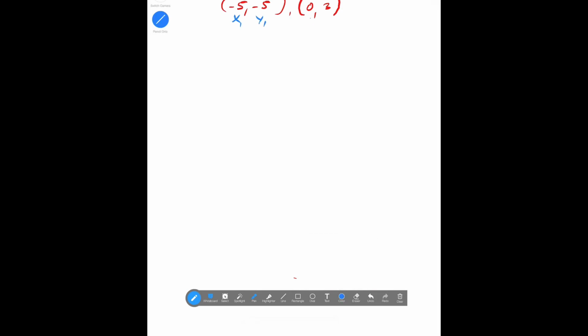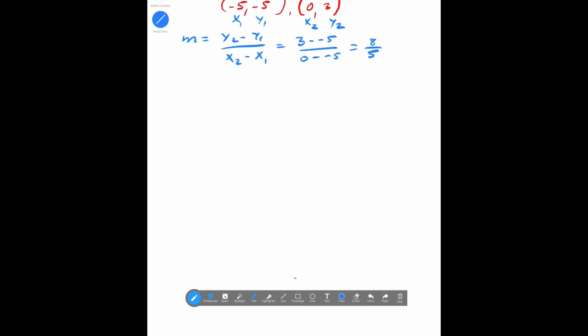Again, that's x1, y1, x2, y2. So the slope is y2 minus y1 over x2 minus x1. 3 minus -5 over 0 minus -5. That's 8 over 5. Okay, so that is the slope. So to write the equation, we need the slope and we need x1 and y1.